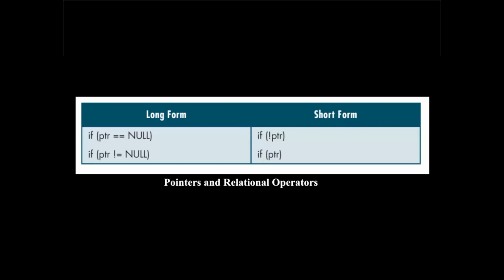Let's talk about pointers and relational operators here. So just remember, what is a pointer? A pointer stores a memory address. A memory address is an integer, right? Because it is always represented as a hex, right? Hexadecimal is the same as an integer.